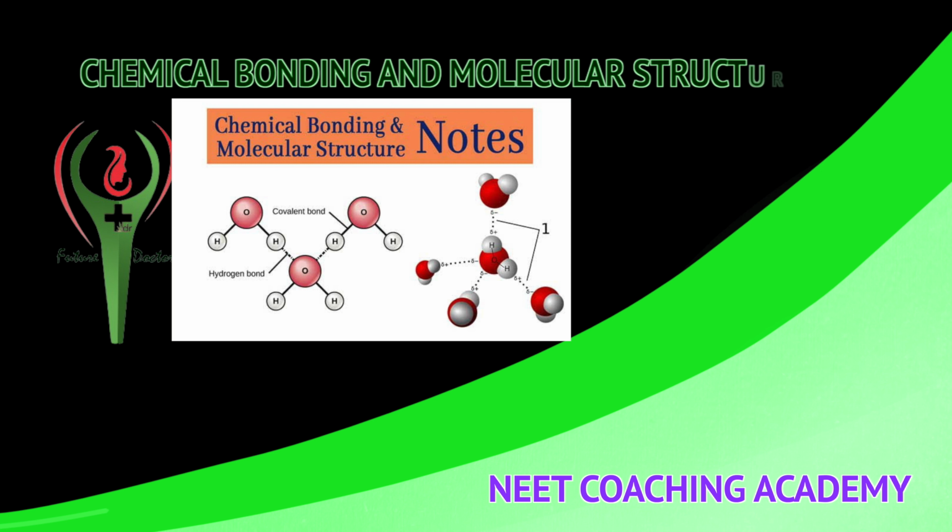So can you tell what is the meaning of octet? So octet means having 8 electrons. Now we are going to look into the important topic, Lewis symbol. How to draw the Lewis symbol of an element?